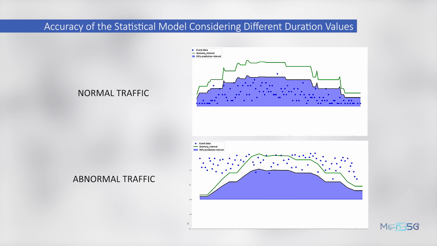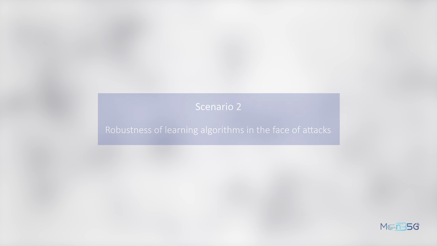At the top are presented results for normal traffic, at the bottom for abnormal traffic. Points correspond to the event data, while the green line represents the anomaly interval. If a point is outside the green limit, it is considered an attack. Banning a relevant part of the devices taking part in a distributed denial of service attack is enough to mitigate it.